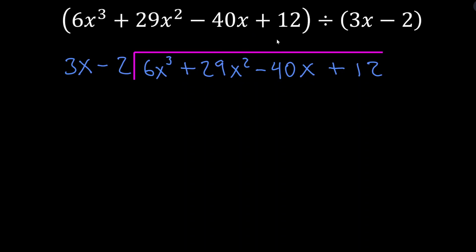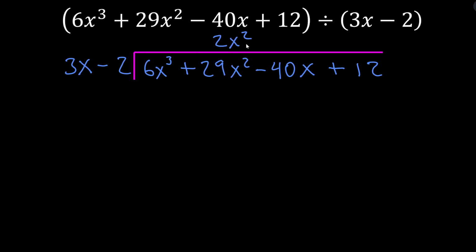How do we always start? I'm looking at the biggest term of the divisor, and I'm thinking about what do I multiply this by to get the biggest term of the dividend. So what do I multiply 3x by to get 6x cubed? Well, I need to multiply 3 by 2 to get 6, and I need to multiply x by x squared to get x cubed. So we're going to write 2x squared.